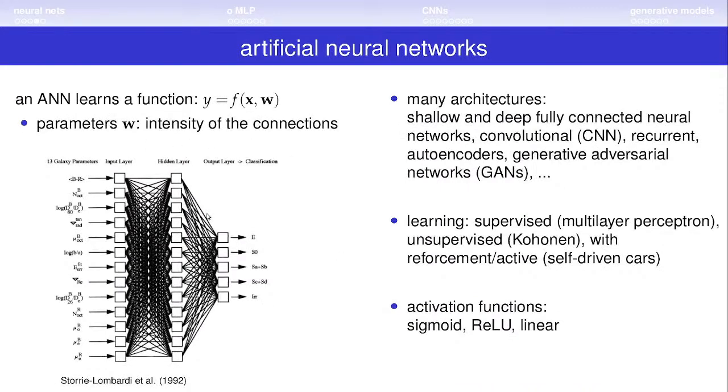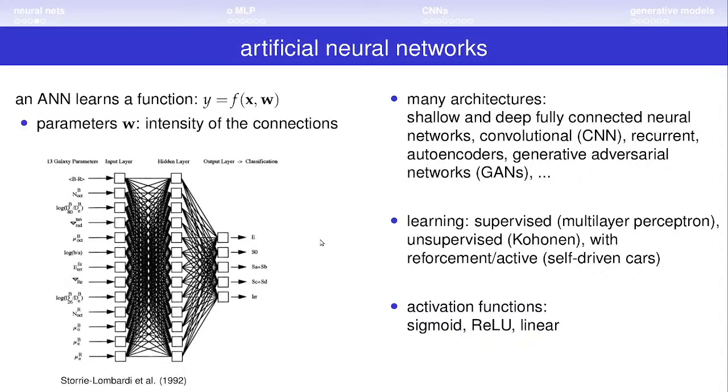And an artificial neural network, like other models of machine learning, implements a function. And here I'm showing you the architecture of the first neural network used in astronomy, where the input is a series of galaxy parameters from the old ESO-LV catalog, like colors, profiles, measurements, ellipticities, surface brightness, and the output was morphological types of galaxies: ellipticals, lenticulars, and so on.